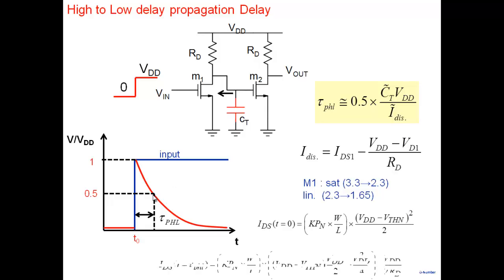It's in linear region, so I use this expression here. Kpn W by L in linear region, this is the equation: (VDD minus VTHN) times the drain to source voltage at this point, which is VDD by 2, minus VDD square by 8. This is the equation in the linear region. And this is the current coming from the resistor, (VDD minus VDD by 2) over R. So that's the current at the end of this particular phase. I can very easily calculate both currents. As I said, it's crude, but I can take an average: this current plus this current divided by 2, and get an estimate for the delay.